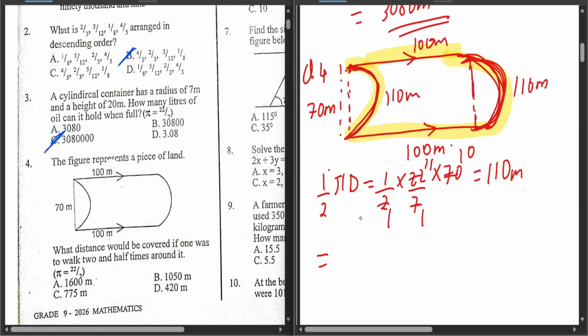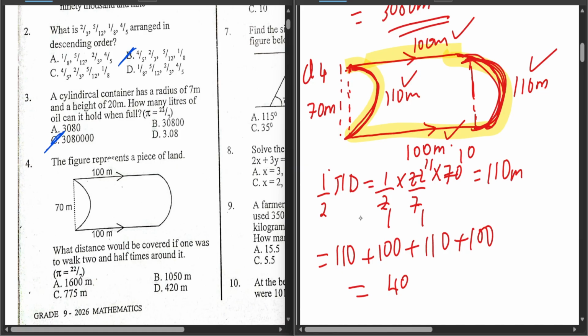So now let's find the perimeter throughout. 110 plus 100 plus 110 plus 100. So the perimeter to that will give you 110 plus 100 plus 110 plus 100. It's going to give you 420 meters. Okay, going to give you 420 meters.